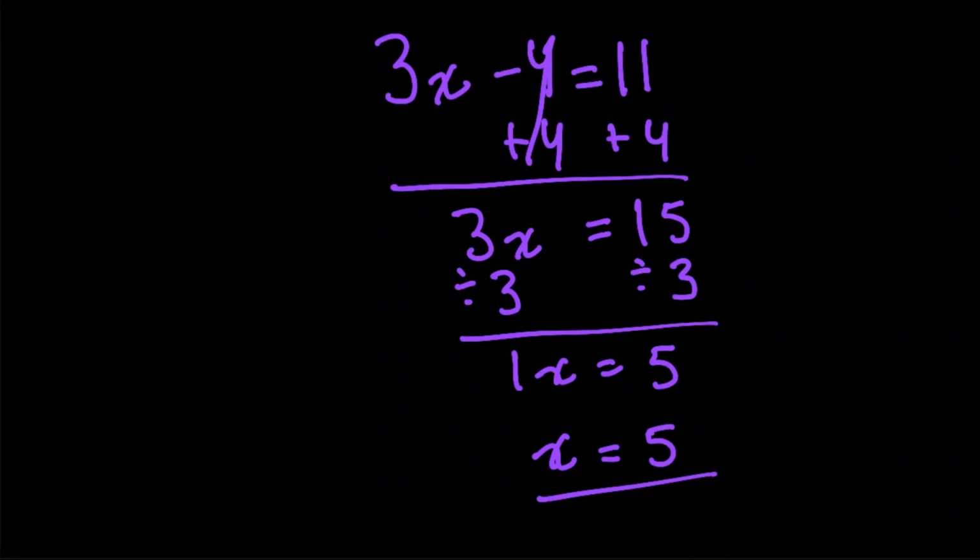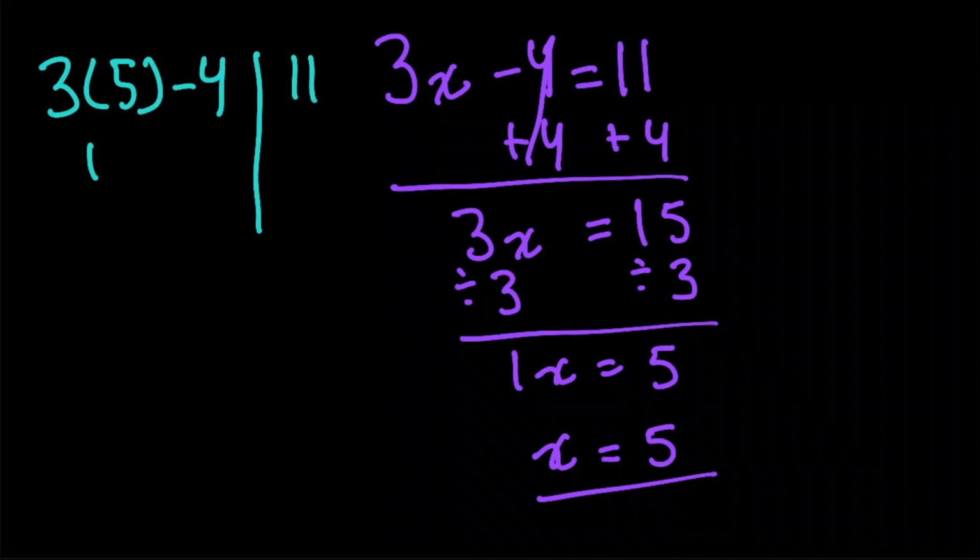And let's check that this is true by doing the same thing. So we have 3 times 5 minus 4 should give us 11. So this will be 15 minus 4, which is 11. Since 11 equals 11, we are correct.